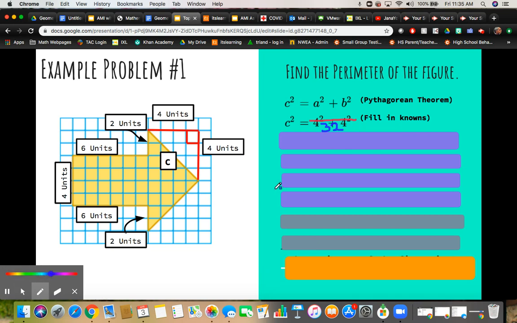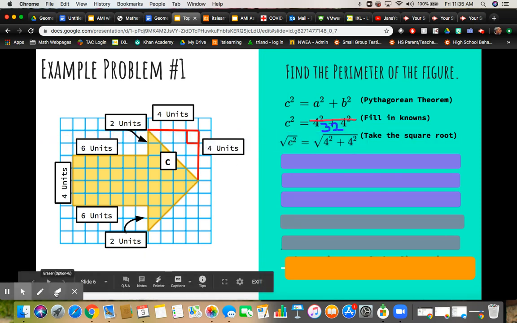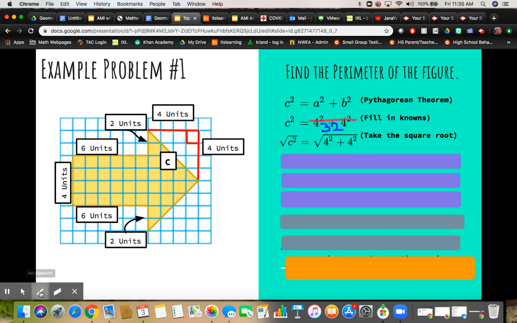So if this c squared is equal to 32, well, really, I'm only looking to figure out what one of my c's is equal to. But how do I undo a squared? Well, to undo a squared, I can just take the square root of both sides. So the square root of c squared is equal to the square root of 4 squared plus 4 squared, which we said was just 32. So I'm actually taking the square root of 32 on my right side.